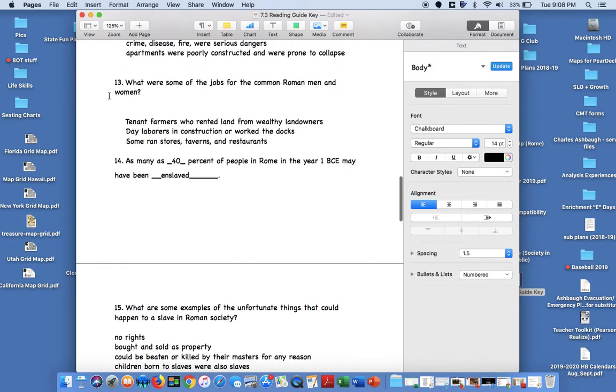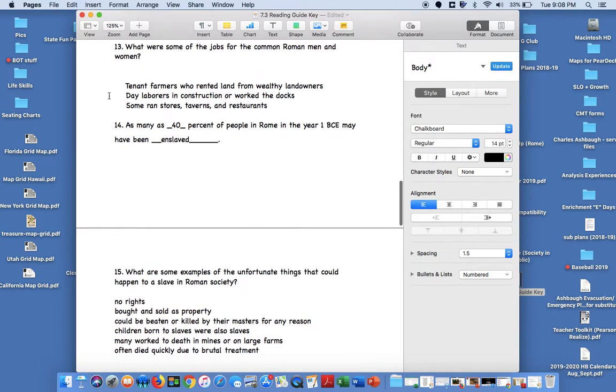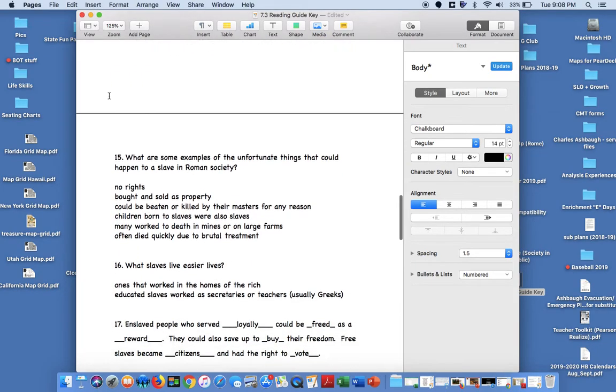What were some of the jobs for the common Roman men and women? Men and women were tenant farmers who rented land from wealthy landowners, day laborers in construction or on the docks, and some ran stores, taverns, and restaurants. Slavery became a really hot commodity as the time turned over from BCE to CE, right around 1 BCE. Many people were enslaved by the Romans. Around 40% is believed to be in the city of Rome, so almost half the population was considered to be slaves.